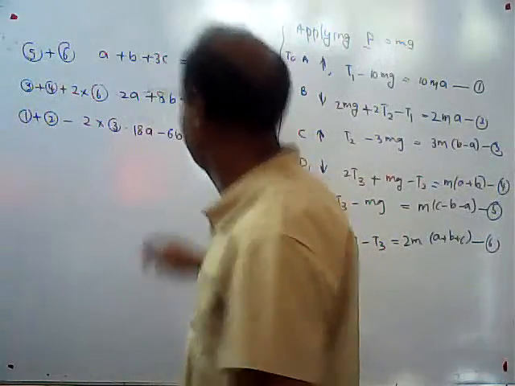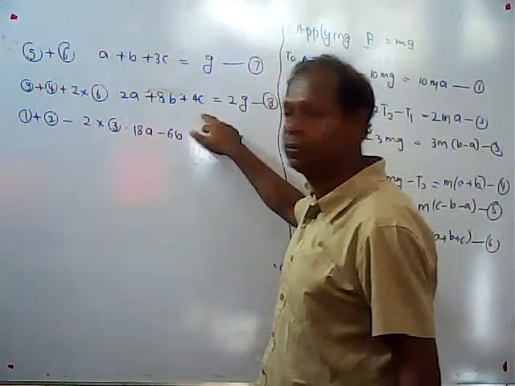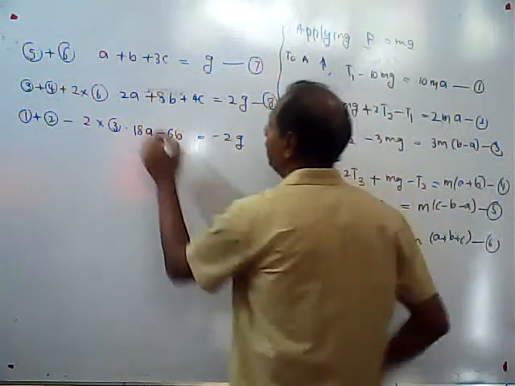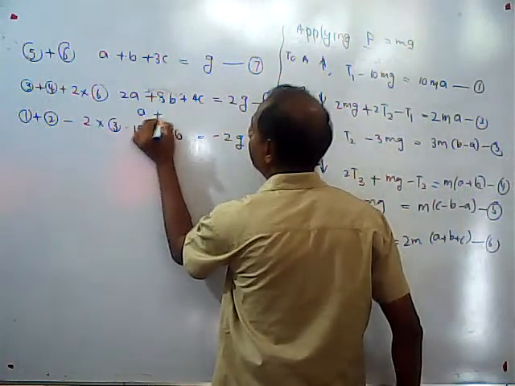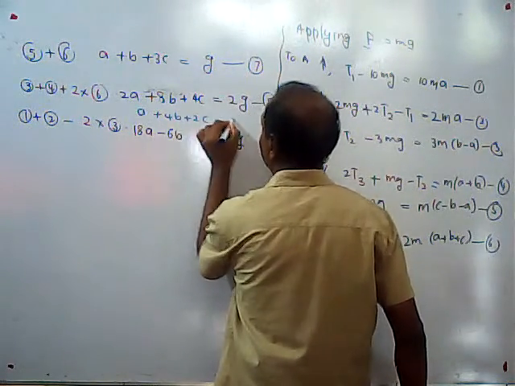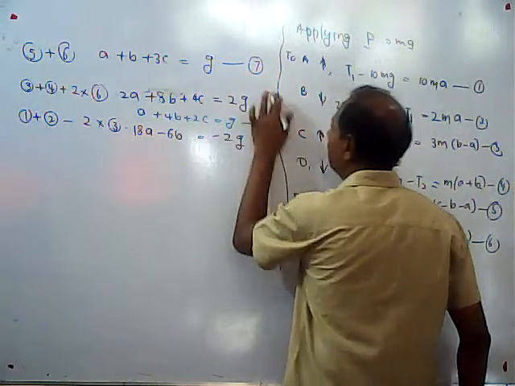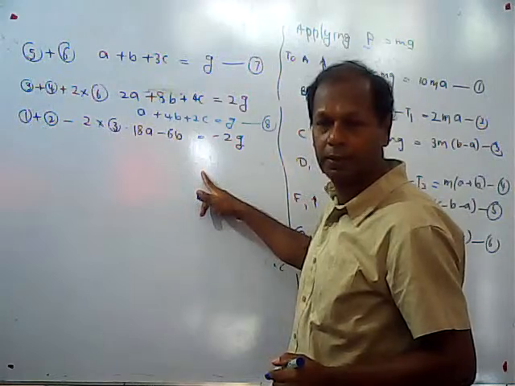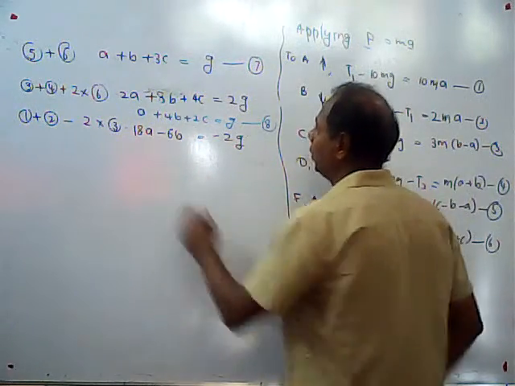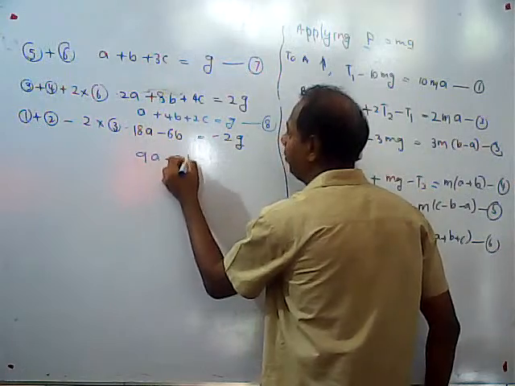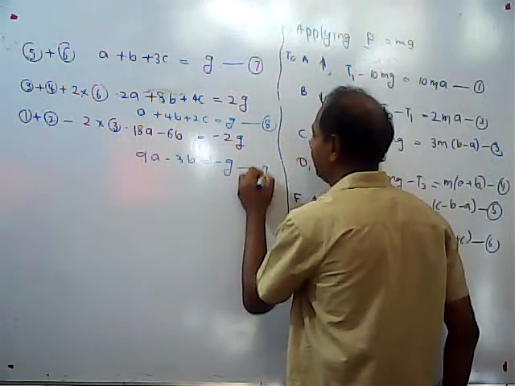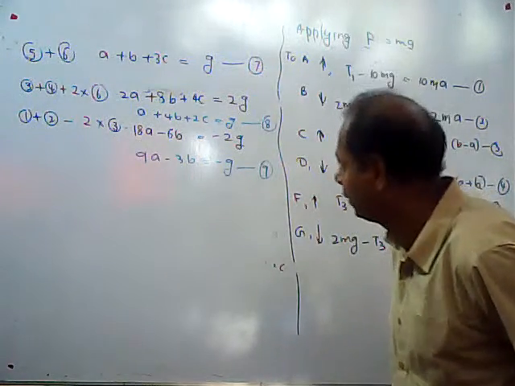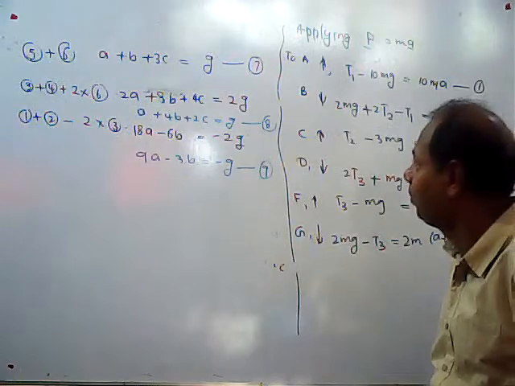So I have forgotten, right here, in this equation all the terms you can divide by 2, right? And better we do that. Dividing by 2, a plus 4b plus 2c plus b. It has a much simpler form. This also can be divided by 2, giving 9a minus 3b equals minus g. So these are the three equations we get of A, B, and C.